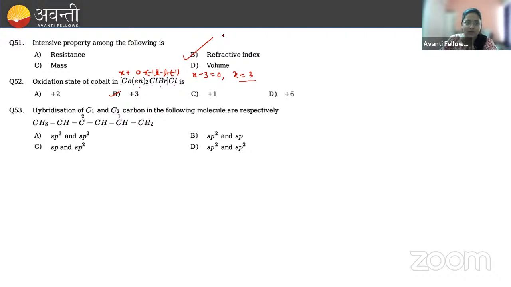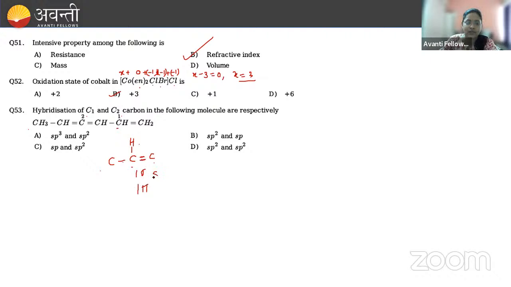Okay, so now let's go to the next question. Yes, Chichuni, thank you for responding. The hybridization of C1 and C2 carbon in the following molecule is. Our molecule is this one, and the 1 and 2 carbons are these. Here this carbon is attached to a carbon by a double bond, with hydrogen also there. So there is one double bond and two single bonds, and this double bond contains 1 sigma bond and 1 pi bond.